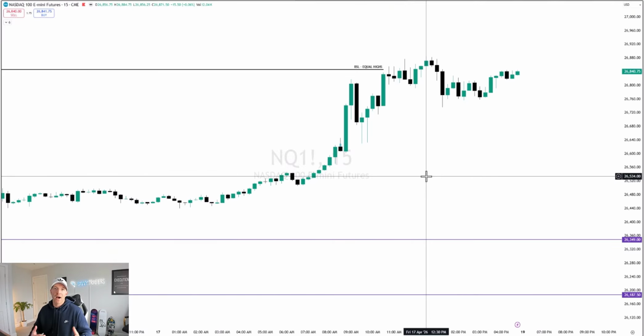Right now with all-time highs, trending buy setups are probably the most efficient and easiest trading strategy there is. It's all about buying the dip. If you know how to buy the dip, if you have this model, you're set.